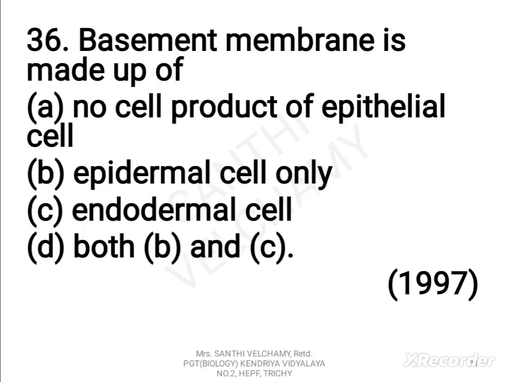Now next question. The basement membrane is made up of A. no cell product of epithelial cell, B. epidermal cell only, C. endodermal cells, D. both B and C. The correct answer is A, no cell product of epithelial cell. The basement membrane is a thin sheet of fibrous proteins that underlies and supports the cells of an epithelium, separating it from underlying tissue.